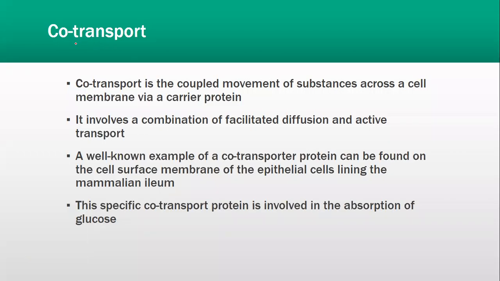Now we'll move on to co-transport. Co-transport is the coupled movement, हमेशा couple में move करेंगे, not single, of substances across a cell membrane via carrier protein. Two things. It's a coupled movement through carrier protein. It involves a combination of facilitated diffusion when we talk about carrier protein, and it also involves a fusion of active transport when we talk about ATP usage.